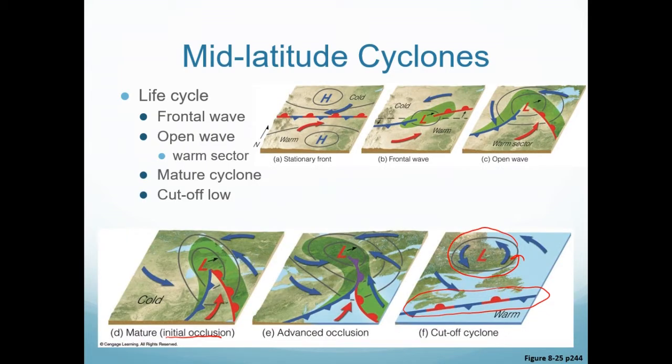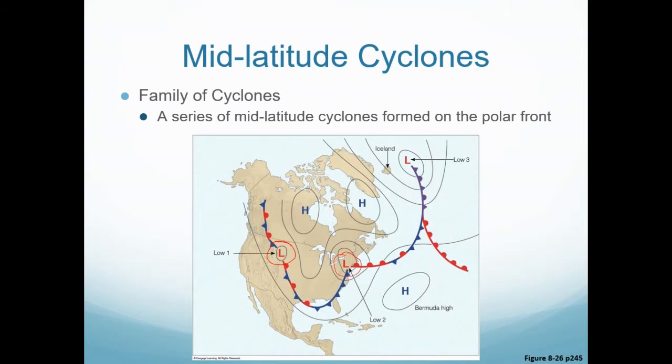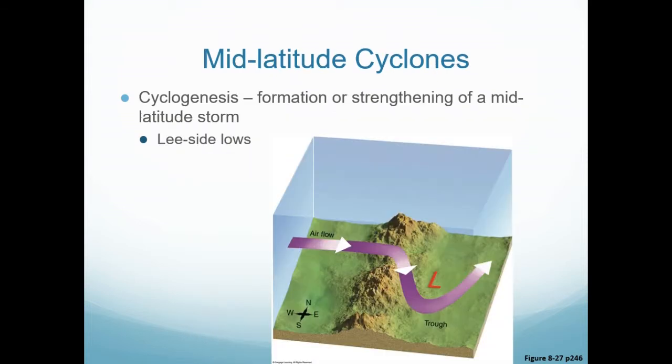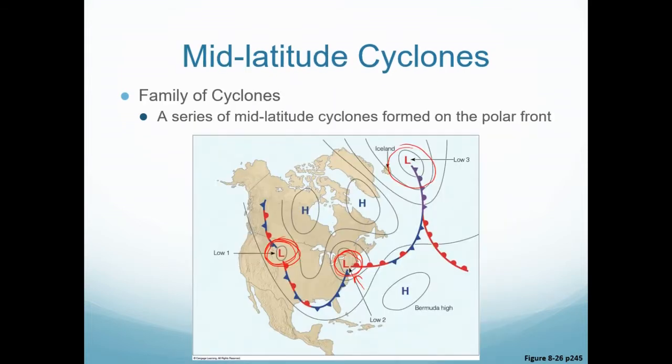Coming back here, remember they're frontal wave and open wave. There we go. So here's your frontal wave. Then you have an open wave with a warm sector right in here. And then later on the very same front, we have an advanced occlusion for a third mid-latitude cyclone, all along the same polar front. And one point it's on the slide, but I didn't mention it. When this happens, we call them a family of cyclones.